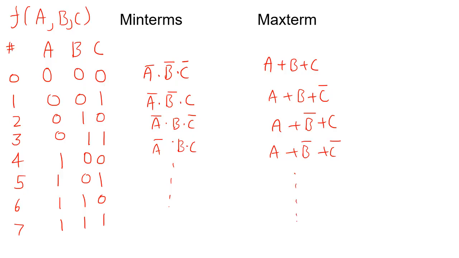Now if you get any number, suppose I write the minterm for 1. What will be the minterm for 1? It will be a bar, b bar, c. And if you ask what is the maxterm for 1, it will be a plus b plus c bar. In that way you can represent in the form of minterm and maxterm.